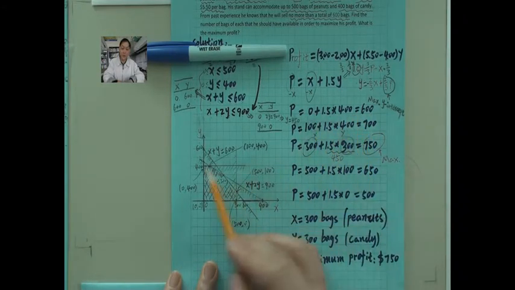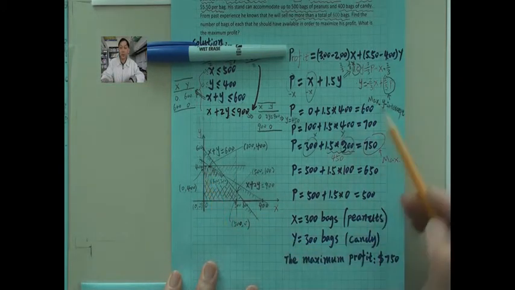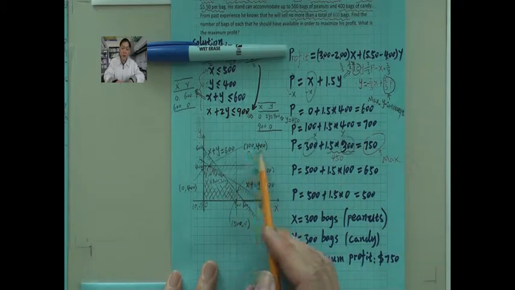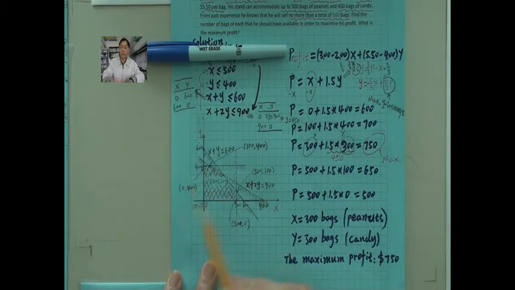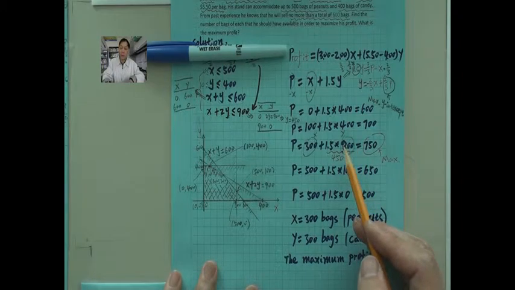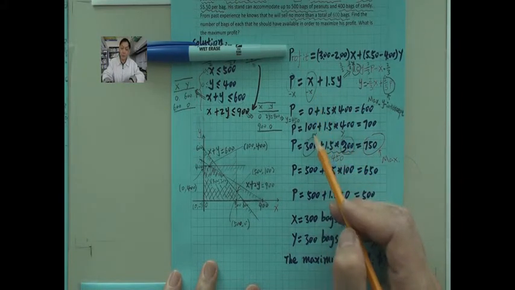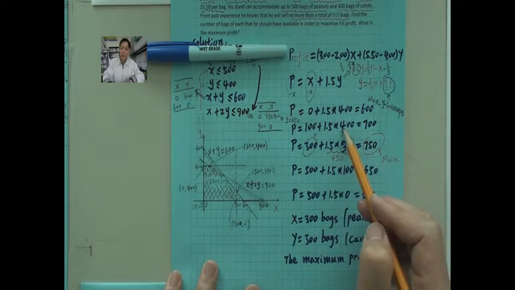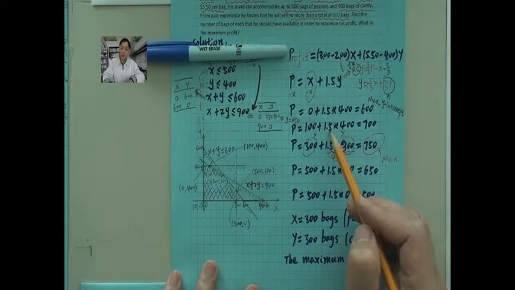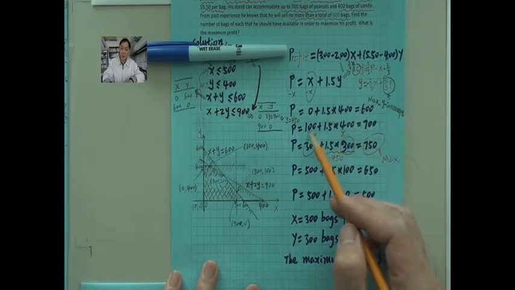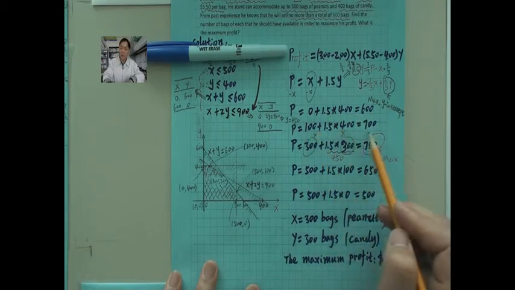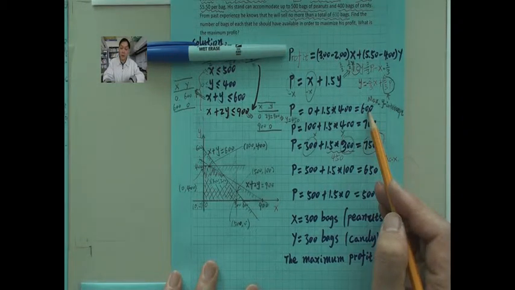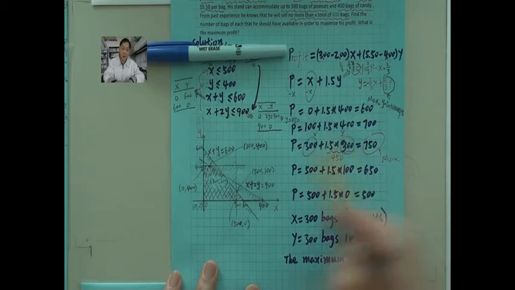We have tested the first corner point. The second corner point is 100, 400. That's this one. X is 100, y is 400. 400 times 1.5 is 600, add 100, so that's 700. But this one looks bigger than that. So probably it's 100, 400 at this point.